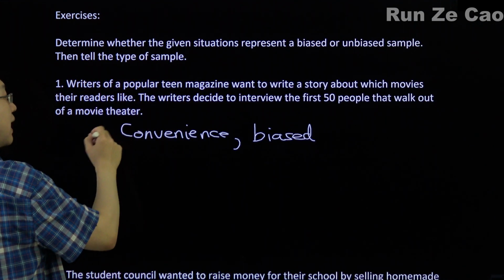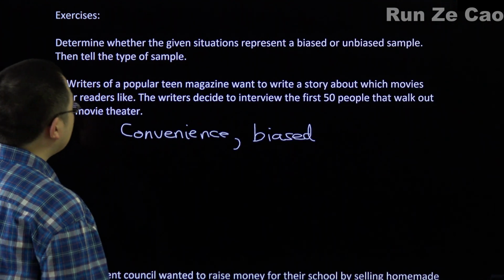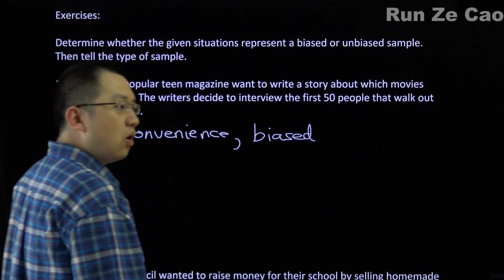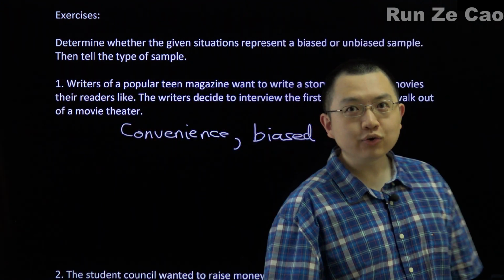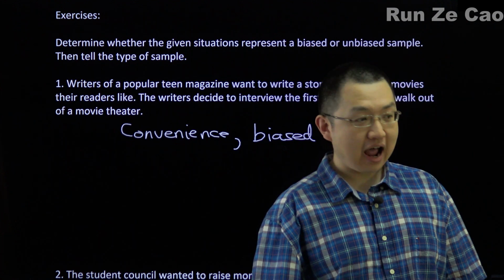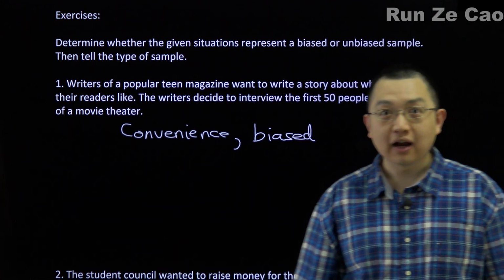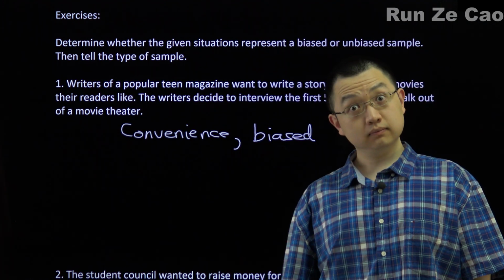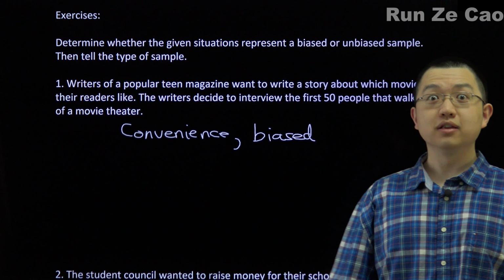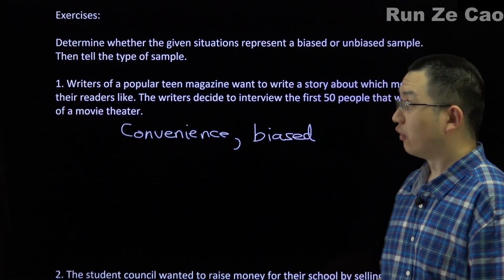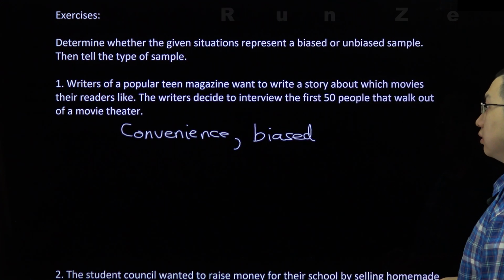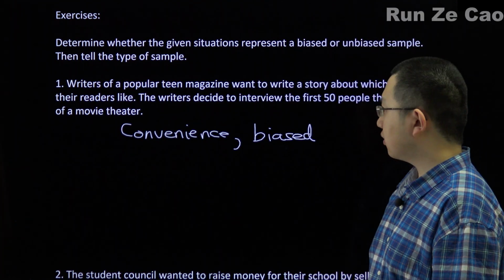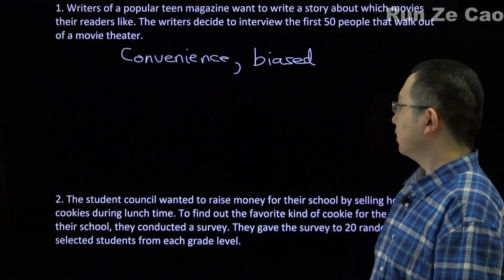Honestly, we should probably have written biased and then convenience. Why is it biased? Well, what movie happened to have let out at the time the writers went there to start waiting for the first 50 people to walk out? Well, that kind of determines which type of movie is going to be overrepresented in your story. And also, a lot of people just don't like going to movie theaters, so yeah.